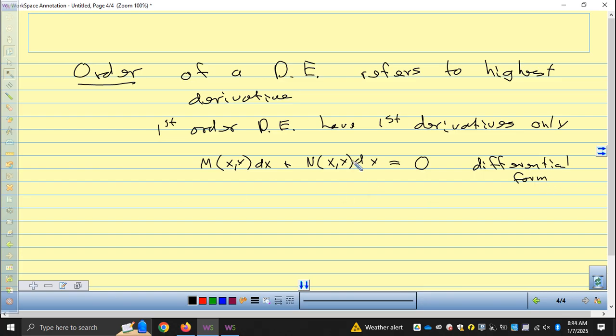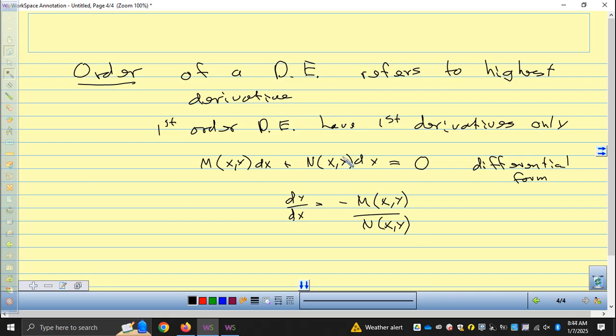And we could rewrite this. We could divide everything by dx and rearrange this, and we'd get dy dx is negative M over N. So that would be written in derivative notation rather than differential form.